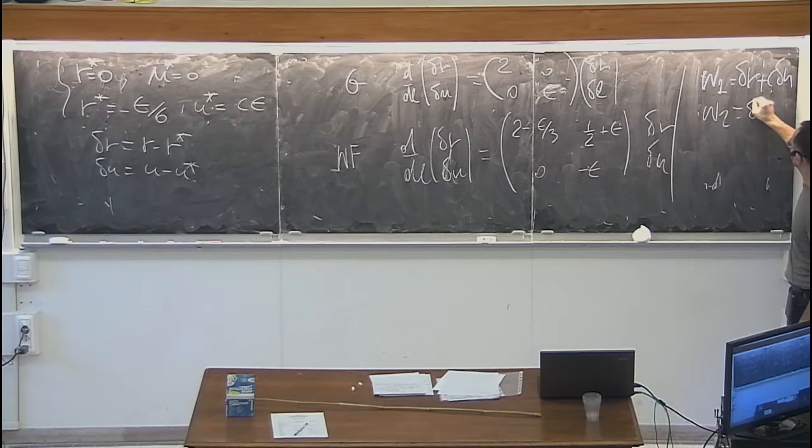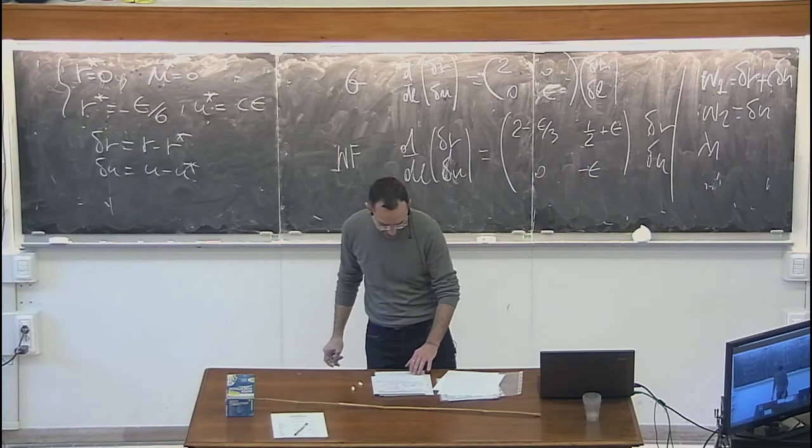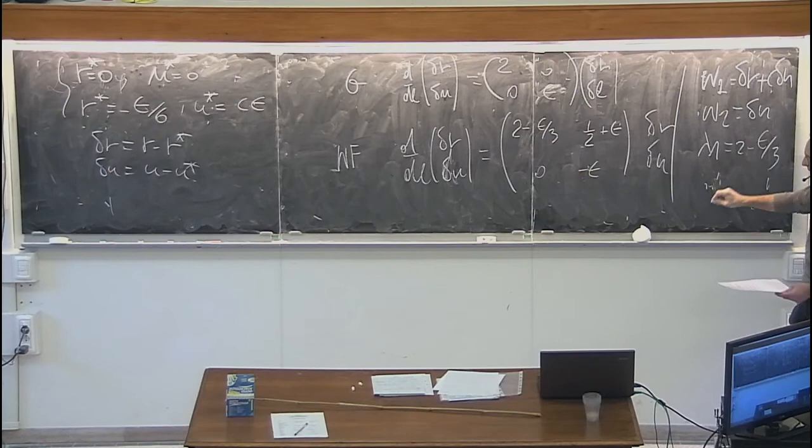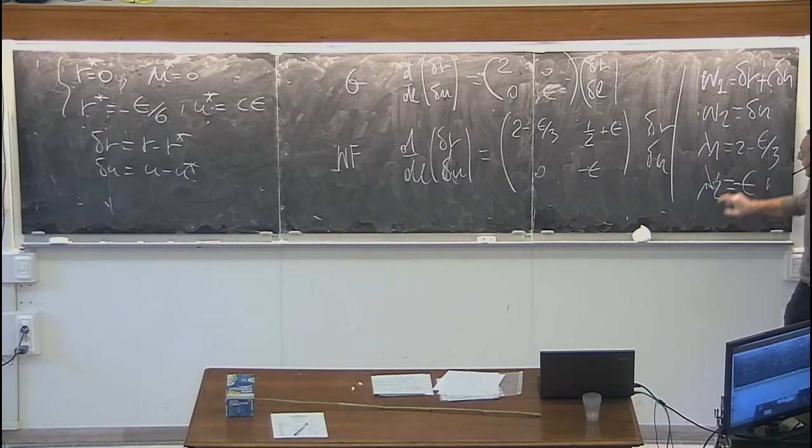So you change basis. If you change basis, you have two eigenvalues here. The eigenvalue associated with w1 is 2 minus epsilon over 3, and the other one, lambda 2, is equal to minus epsilon. These are the eigenvalues associated with these two. Again, we see that w1, which is the quantity in a way related to the temperature, if you want to consider an Ising transition driven by the thermal fluctuations, is relevant because this number is larger than 1. So you need to tune the temperature if you want to see the critical behavior.